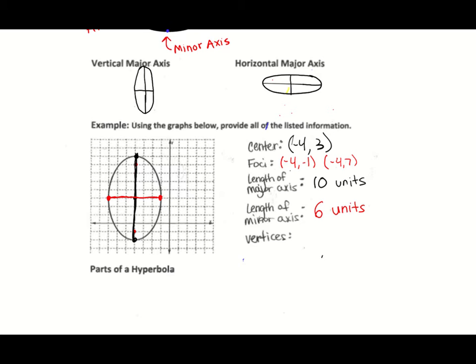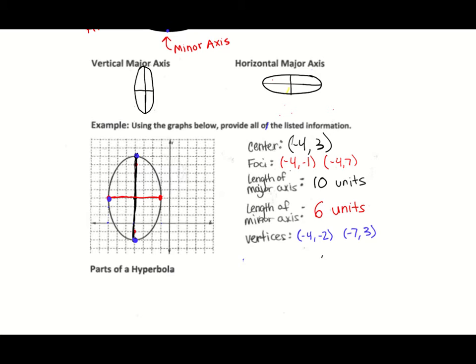Then the last part wants our vertices. So we drew them already with our major and minor axis, but we can figure out those points here. If we start at the bottom, count over -4 to the left and down 2. So our first one is going to be -4, -2. This point over here, we count over 1, 2, 3, 4, 5, 6, 7, and up 1, 2, 3. -7, 3.